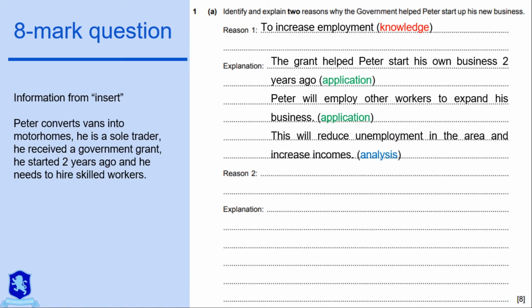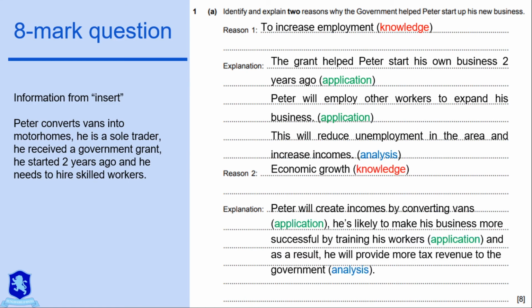Okay? In the second part of the question, we do exactly the same. We use the same combination of knowledge, application, and analysis. For example, we can say that Peter would increase economic growth because he would create incomes by converting vans. That's 1 application point. He's likely to make his business more successful by training his workers. That's a second application point because this information is in the text. And as a result, he will provide more tax revenue to the government. That's the analysis point.